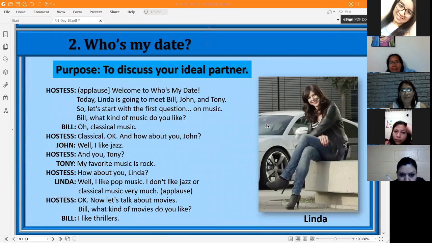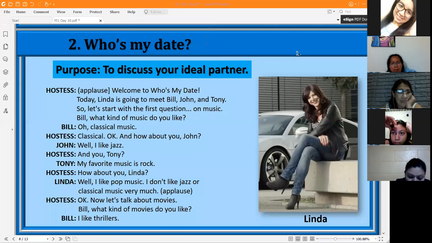Who's my date? Who's my date? The purpose is to discuss your ideal partner. Okay, don't worry, I'm not going to ask you, do you have a boyfriend? Do you have a girlfriend? Are you married? Why not? This is not the purpose of the course, okay? However, to discuss your ideal partner.